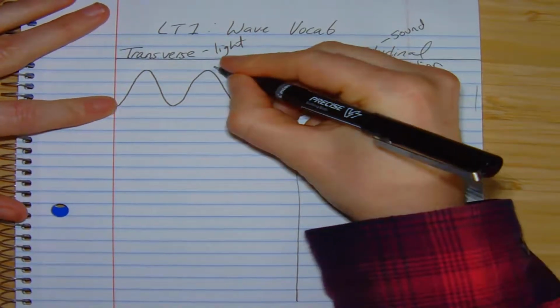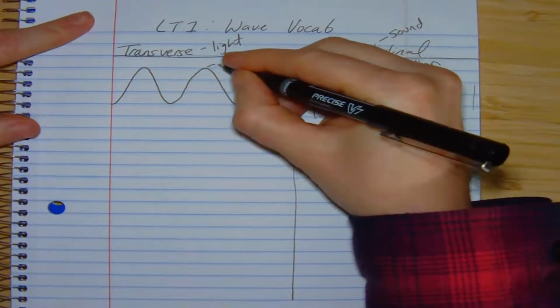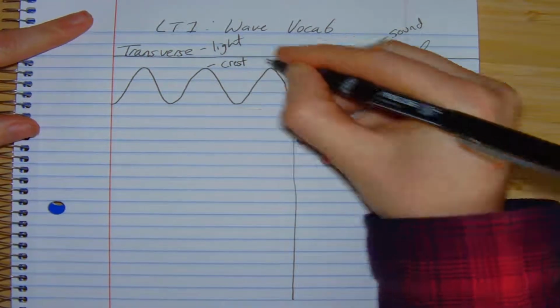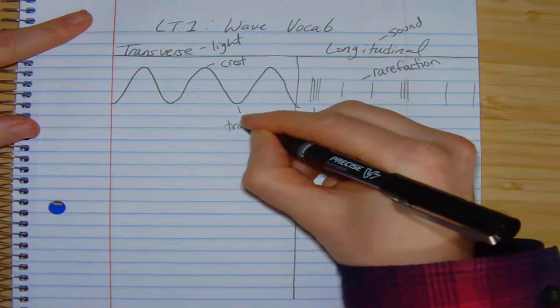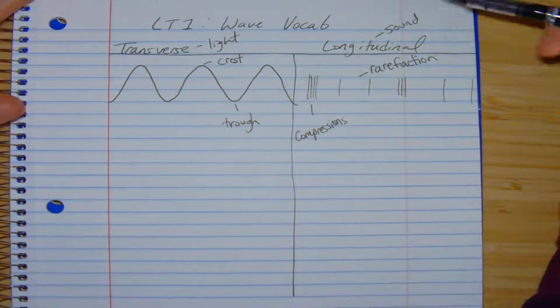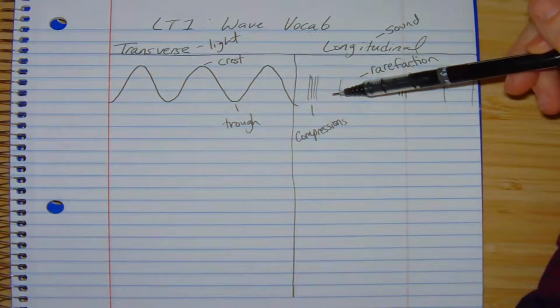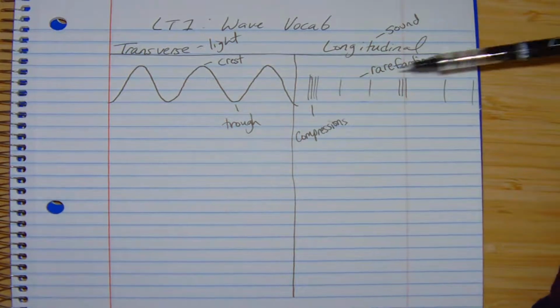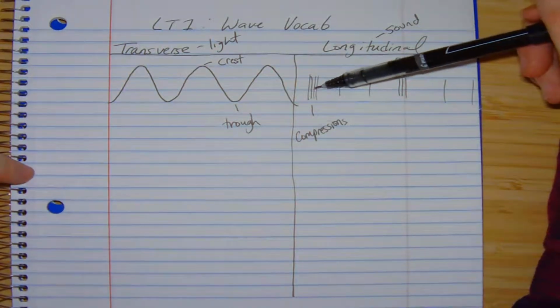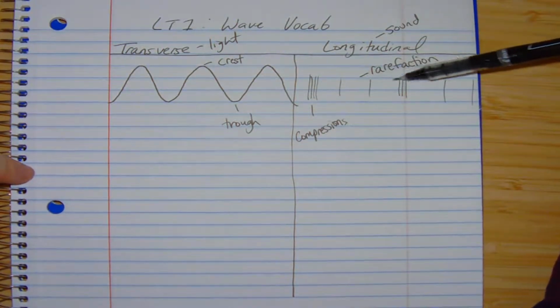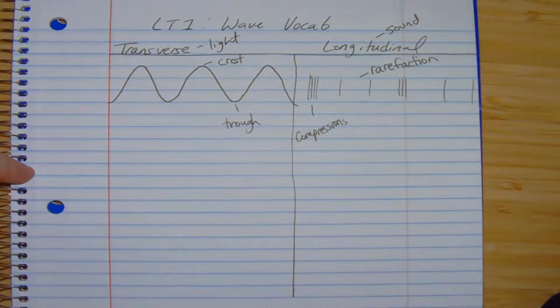So what you probably remember from middle school, the high points of a transverse wave are crests. The low points are called the trough of the wave. Sound waves don't have crests and troughs. They have areas where the medium, such as air, if it's a sound wave traveling through it, places where the air gets pushed together and then spread apart, and then pushed together and then spread apart.